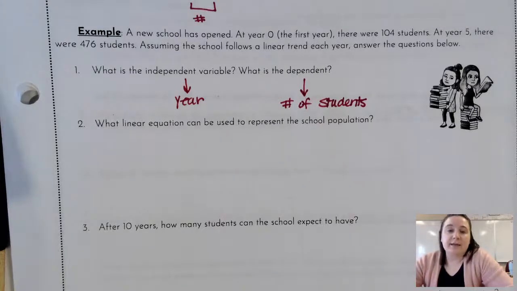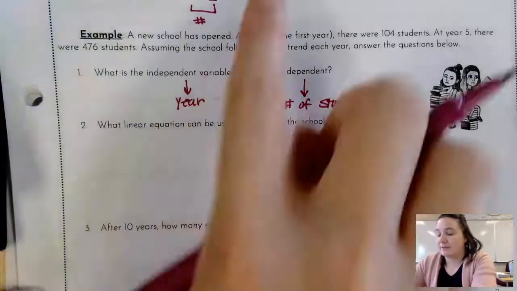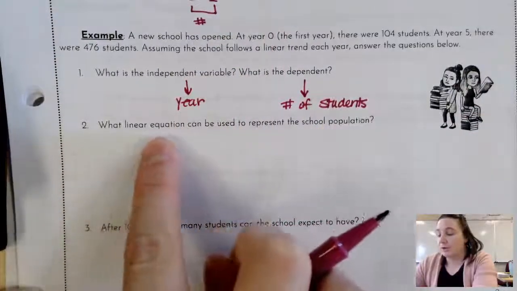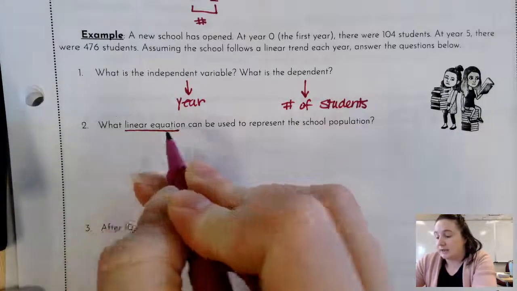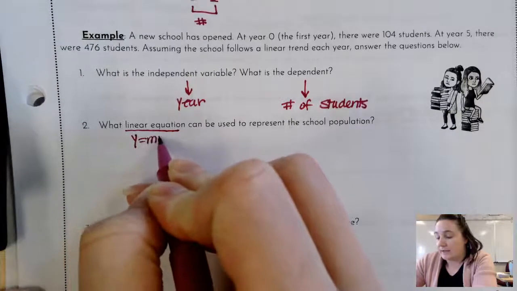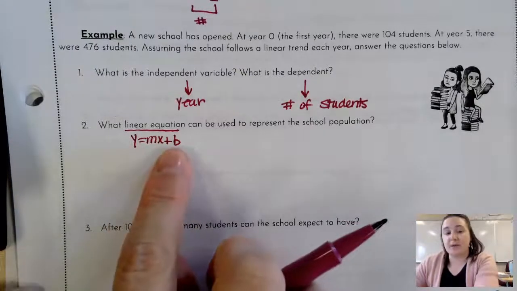You can also think of, if we added 50 more students, does that mean that we gained another year? No, that doesn't change the number of years that have gone by. Years are independent. Once you do that, then you can write your coordinate points. All of the steps from above are all part of number 2. What linear equation can be used to represent the school population? This is telling you to write y equals mx plus b. And so we need to find m and we need to find b.